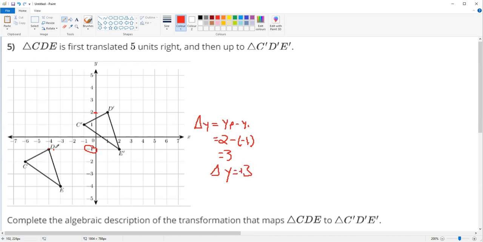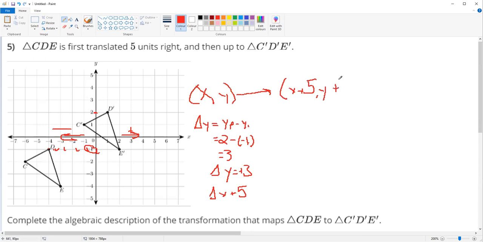So delta y equals plus 3. 5 units right. To the right is 1, 2, 3, 4, 5. This way is plus. This way is negative. So this is my delta x plus 5. So my algebraic expression is x comma y from x plus 5 comma y plus 3. And that is the answer to that one. Okay. Let's see what the next one is.